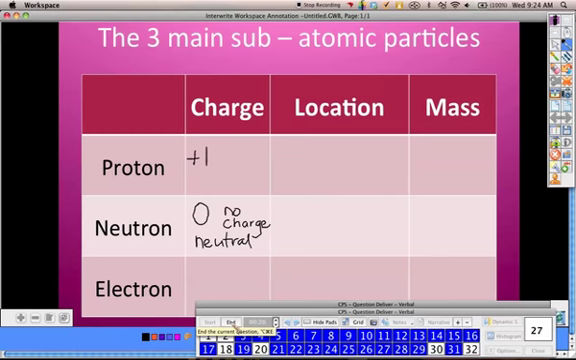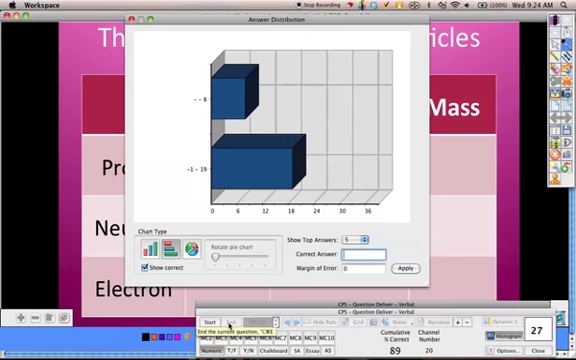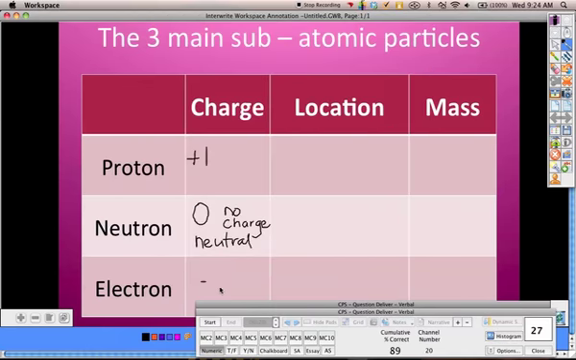And bless you. Let's end this one. Negative, or 1 negative. So we got a lot of the right answer there. Good job. It is -1. So those are the charges.